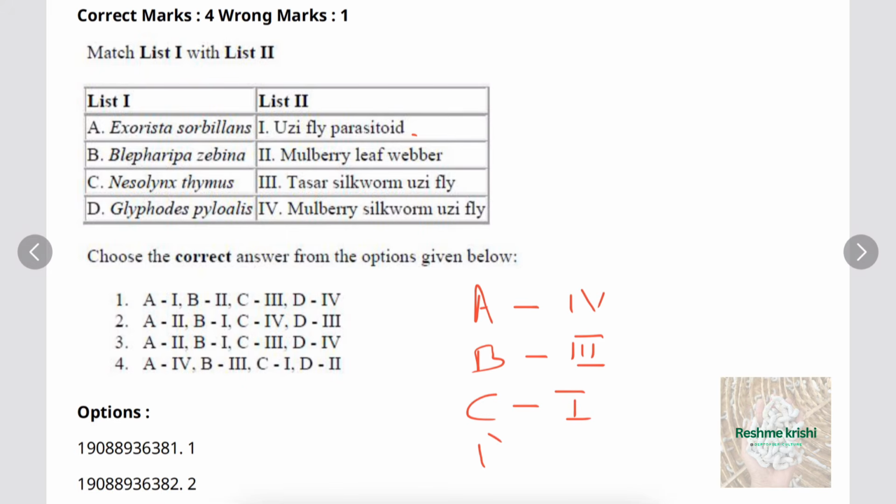Okay, then what is Glyphodes? It's actually a mulberry leaf webber. It was there. Now it is not major, but it is minor. Where is this particular thing? Which is in answer 4.